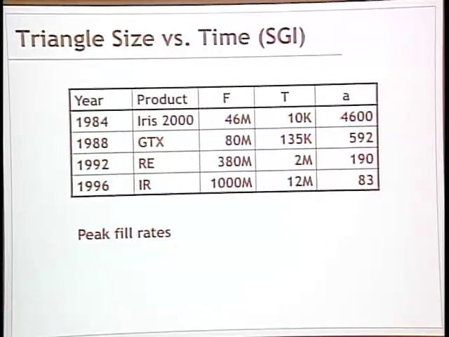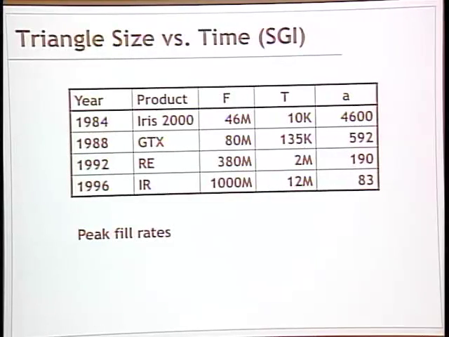Models have been more detailed. We put more resources toward fragment processing, and thus we could have smaller triangles. Okay? So we went from a huge number of pixels per triangle down to a reasonable number of pixels per triangle.